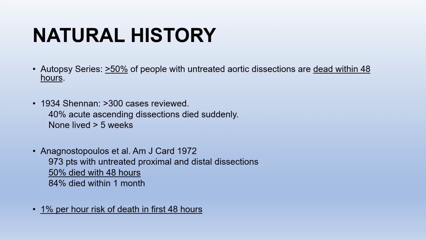Natural history, autopsy series: more than 50% of the people with untreated aortic dissections are dead within 48 hours. In 1934, Shennan reviewed more than 300 cases; 40% of the acute ascending dissections died suddenly, and none lived more than 5 years.